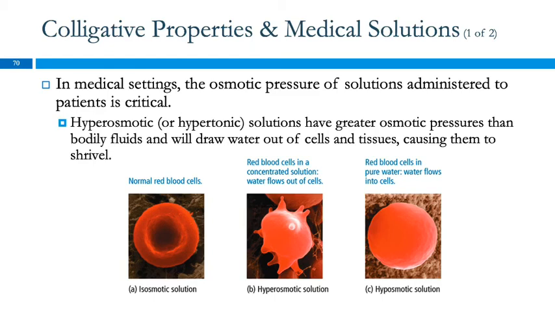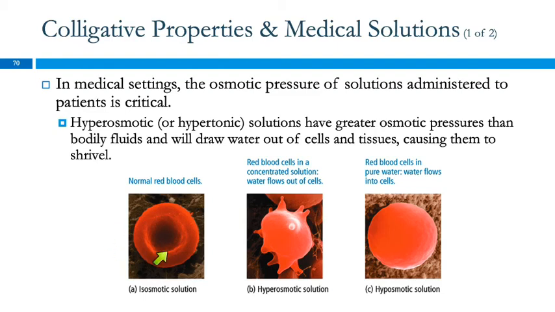So we can look at this in terms of osmotic pressure. So we can talk about hyperosmotic or hypertonic solutions. This is a more medical term. There's isotonic or isoosmotic and hypo. So hypo is below, iso is the same, and hyper is above. So if we have a hyperosmotic solution, this has a greater osmotic pressure than the bodily fluids. It has a larger concentration of solute particles.